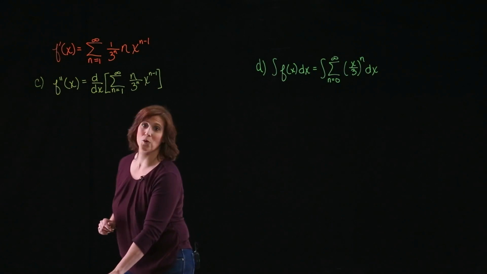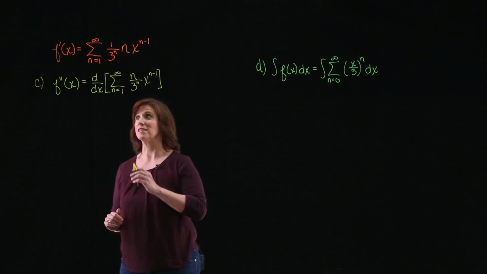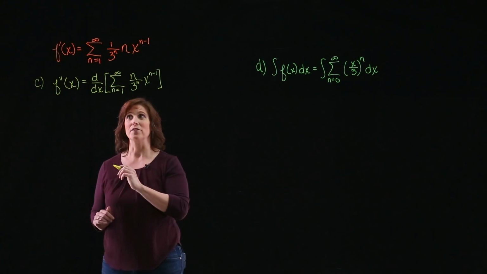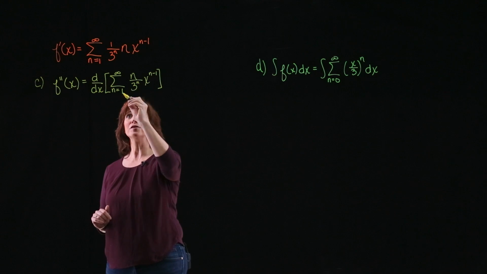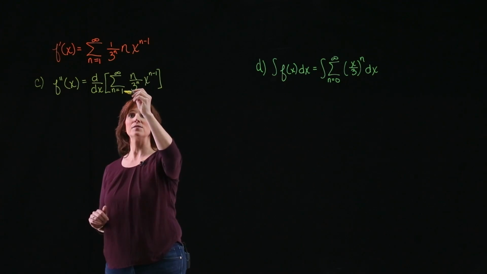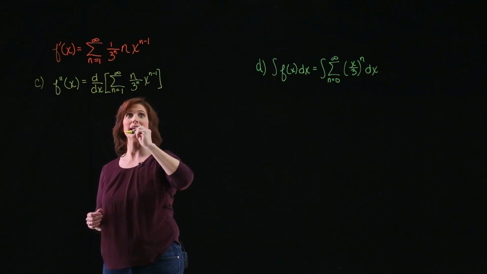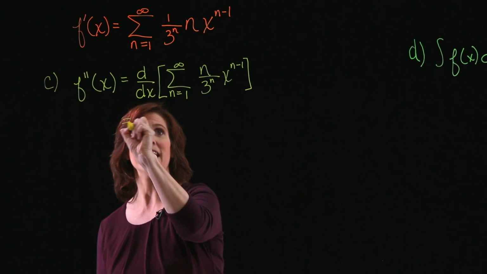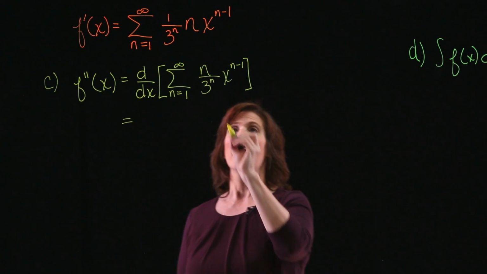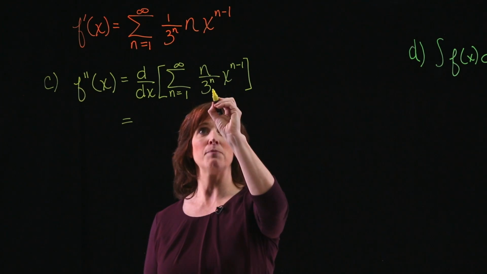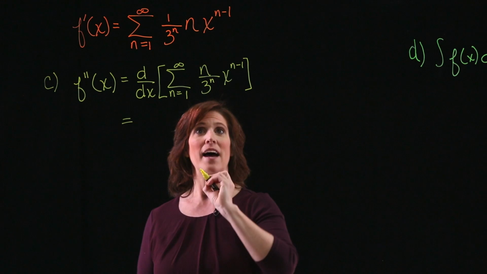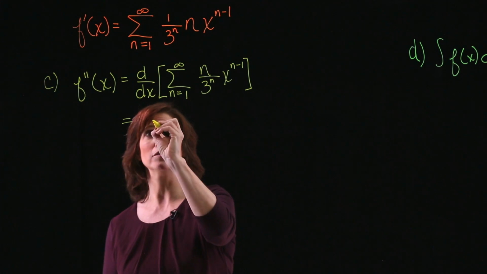The next series that we're going to be looking for the interval of convergence is that of the second derivative. We already found out that the first derivative is the series summing from 1 to infinity of n over 3 to the n times x to the n minus 1. If I take the derivative of that, because I'm differentiating with respect to x, the n divided by 3 to the n acts as a constant multiple.